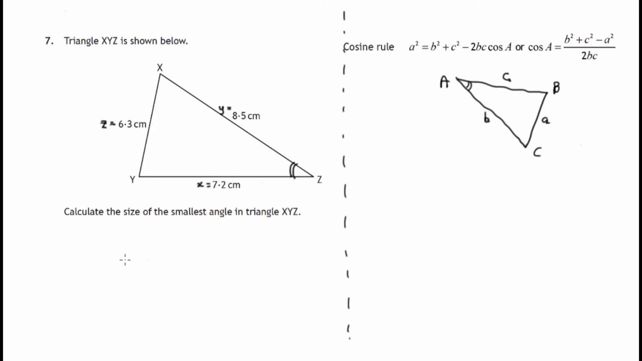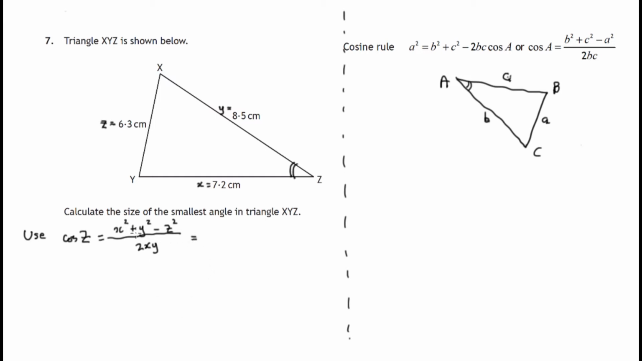So the cosine of Z, we'll use the cosine of Z. Now follow the pattern here. If it's cosine of A, then it's the two sides b, c, lengths b and c that we're squaring and adding. So cosine of Z would be x squared plus y squared minus z squared all over 2xy.